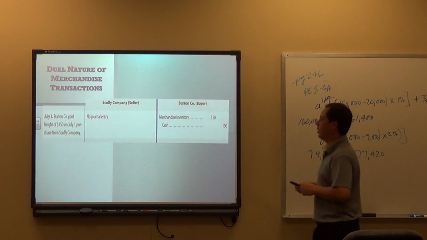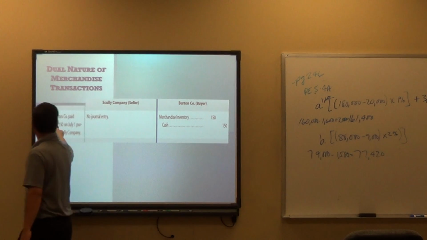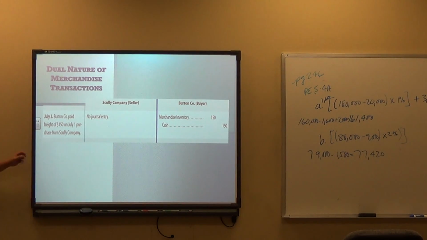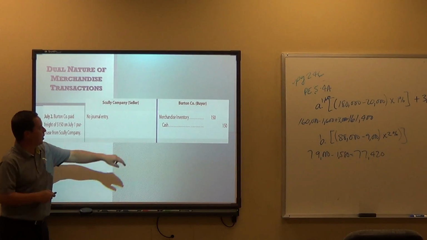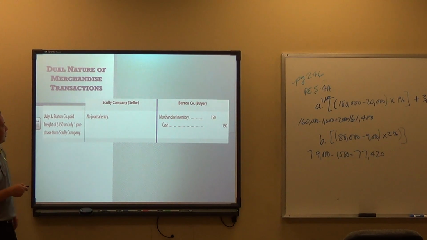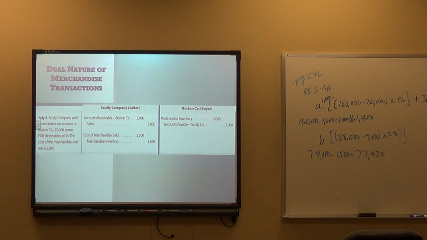All right. So Burton Company paid the freight of $150 on July 1st from Scully Company. So they're paying this here. We don't have any transaction there for Scully. They're paying that freight, and so they put that in merchandise inventory, because they want to make sure that it is added on to the cost of what they paid for the merchandise. And then we can reduce our cash.